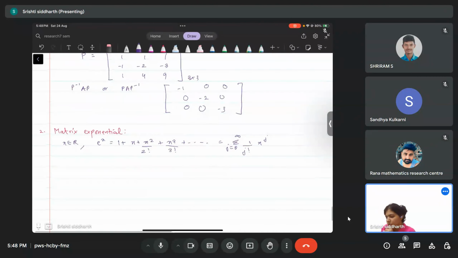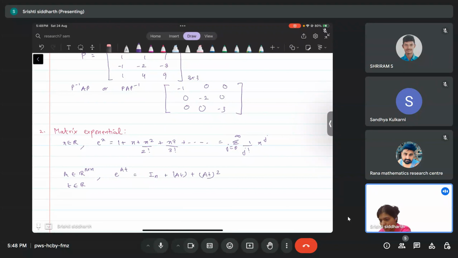In case of a matrix, let's say that A is an n by n matrix. We need to find out what e to the power At is, where t is a real number. So this is going to be identity of the same size as the A matrix plus At plus A squared t squared by 2 factorial and so on.